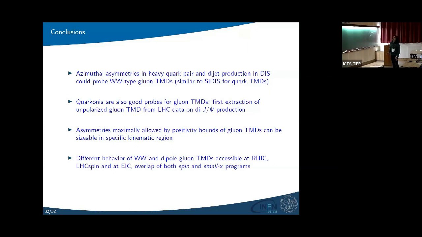And so it's very important to compare the results which we got for LHC or from RHIC, which are about proton-proton, with the ones that will come from EIC, because then we can test the process dependence of the gluon Sivers function and all the other TMDs. And in this kind of study, there is really an overlap between spin studies, small x physics, and of course TMDs. Thank you very much.